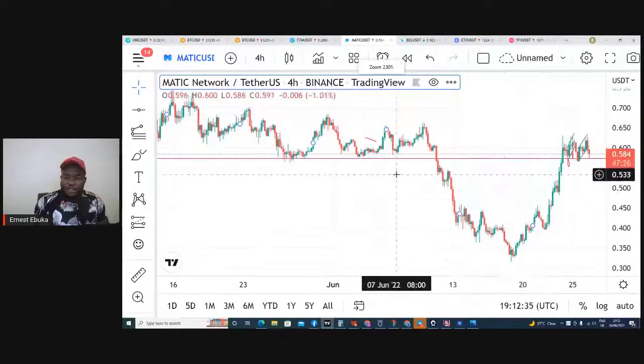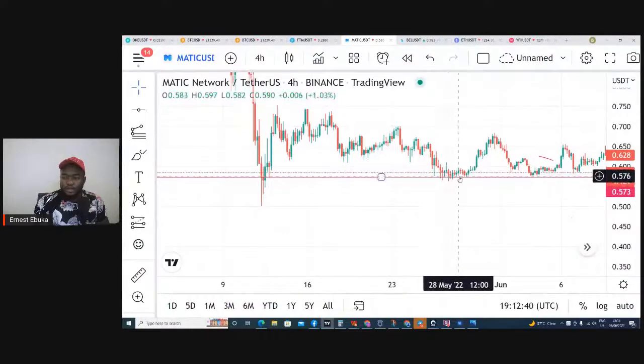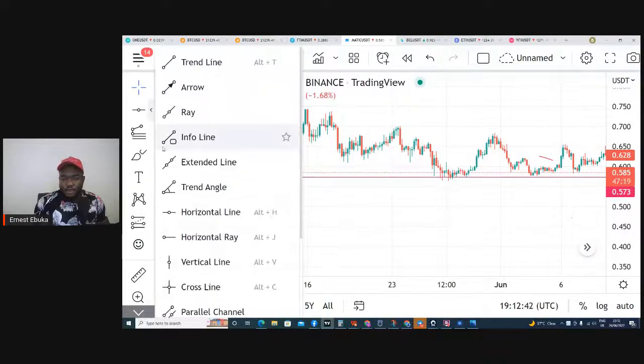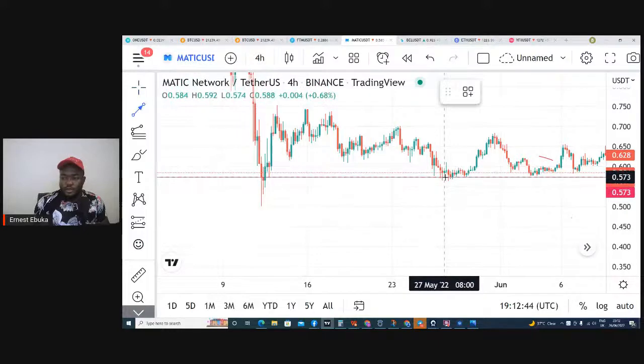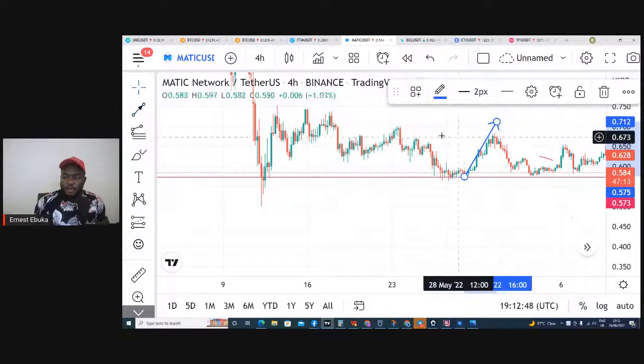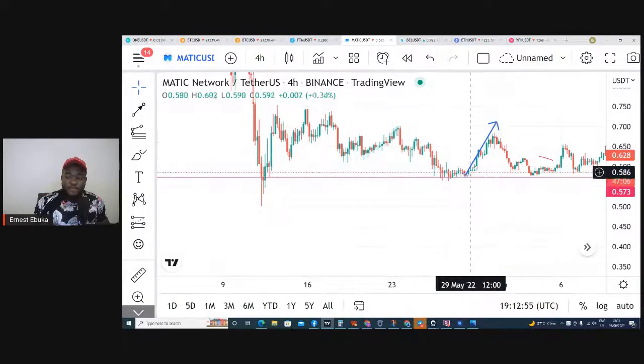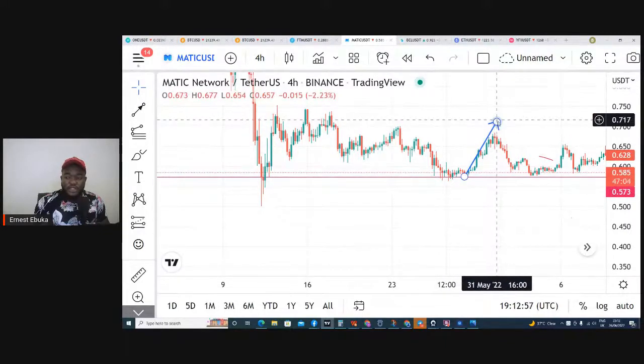So if you are seeing this, this is the support level, okay? So let's assume you long from here, you long this asset from here. You're actually going to scroll through here and you make money. So you long from the support level and you short at the resistance level.